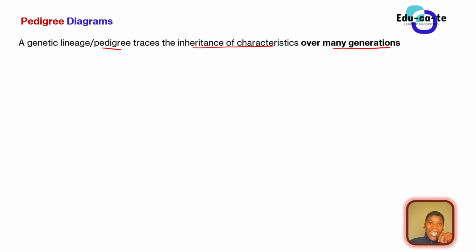In a pedigree diagram, we just want to see how a certain characteristic is passed on from your ancestors, I mean your great-grandparents, until it reaches you. Maybe you find out that your grandparents had white hair and now you are suddenly growing white hair as well. So it means that the characteristic has been passed on to you, and we use a pedigree diagram to represent that.